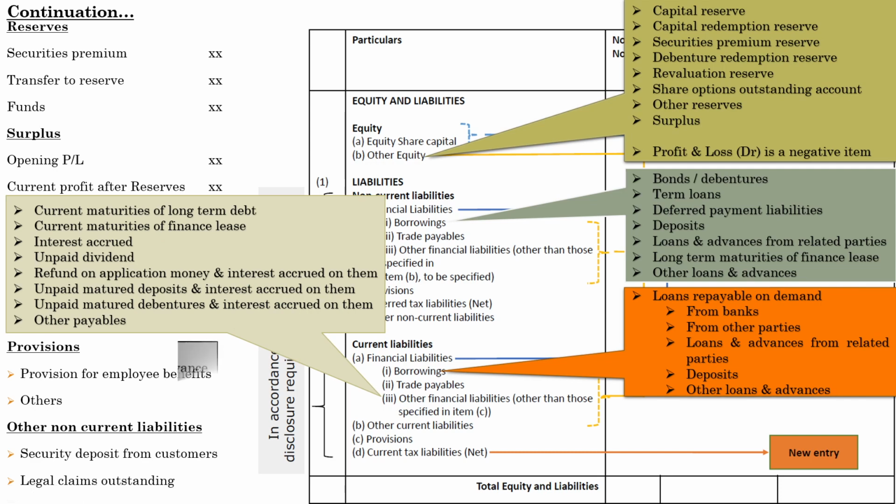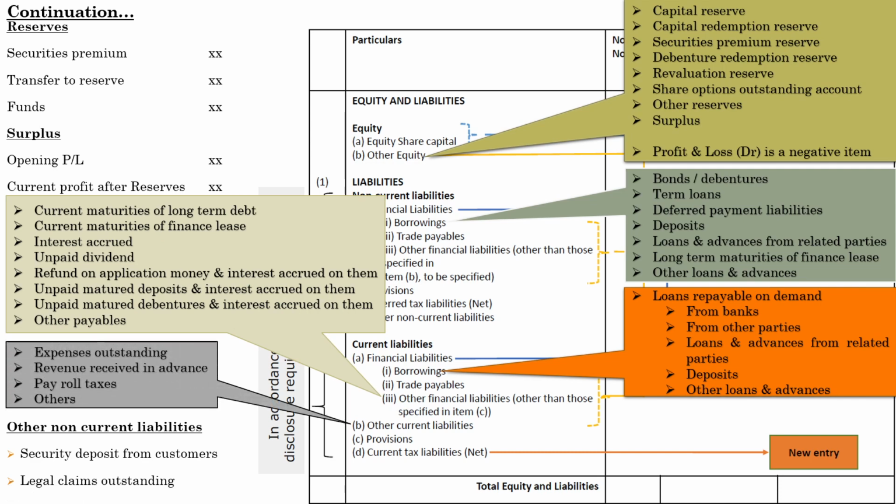And finally, other current liabilities. The main other current liabilities are outstanding expenses. That is a common item. Revenue received in advance, payroll taxes, and anything that is specified in the question as other current liabilities has to be shown under this head. And finally, there are provisions in the current category also. The provisions include provision for employee benefits and others. The same items apply in the case of provisions, as we have learned previously. So check the time period of these items that come under provisions.